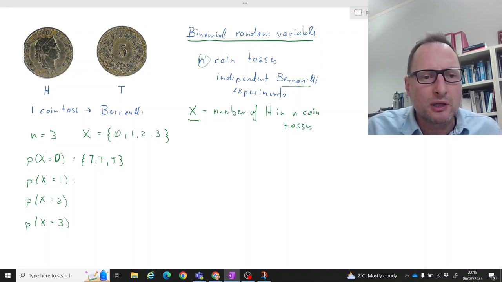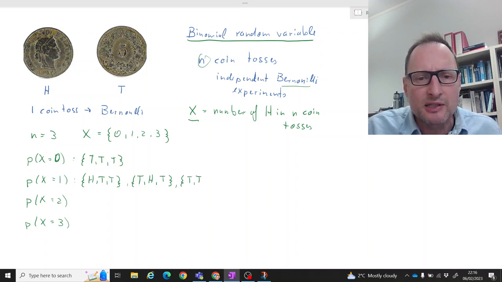What about which possible outcome would produce 1 head? For instance, head, tail, tail. That is a sequence of outcomes for the Bernoulli experiment that would deliver 1 head. Equally, tail, head, tail would equally deliver 1. And there is a third possible outcome, tail, tail, head. That would also deliver 1 head and 2 tails, so it would deliver an outcome of X equals 1.